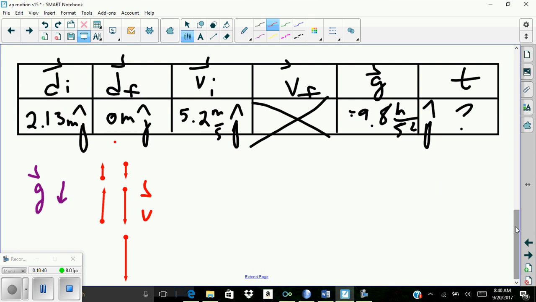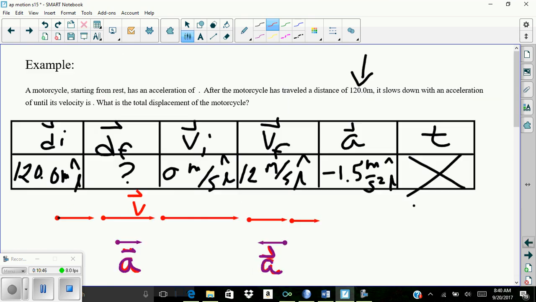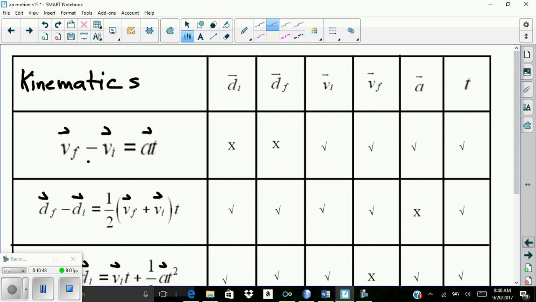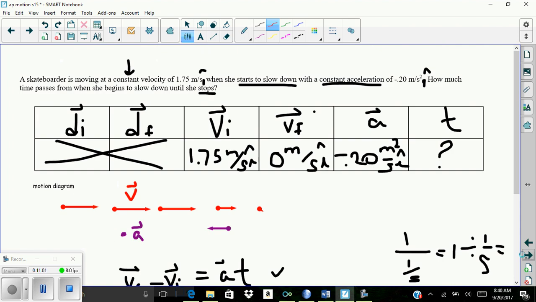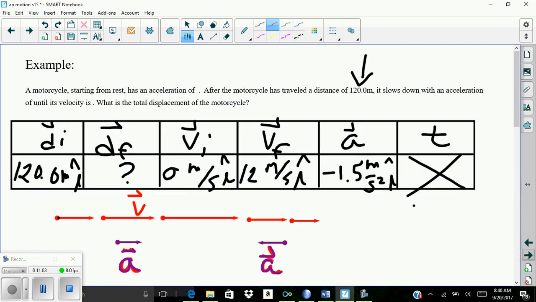That's your motion diagram. So now what we're going to do is look at our formula. We have V final blanked out. So let's go to the formula sheet. We're going to go to V final, go down the V final column. Notice here, it's this formula right here. Okay, so we're going to be using a quadratic.